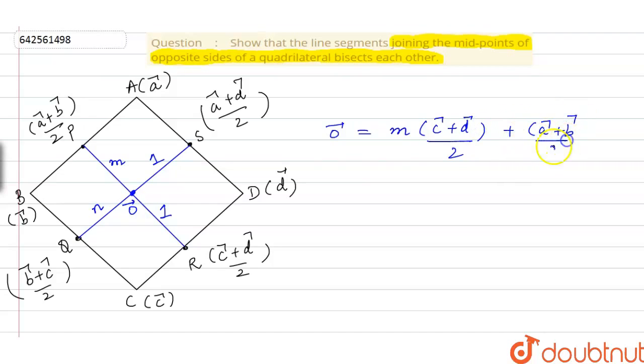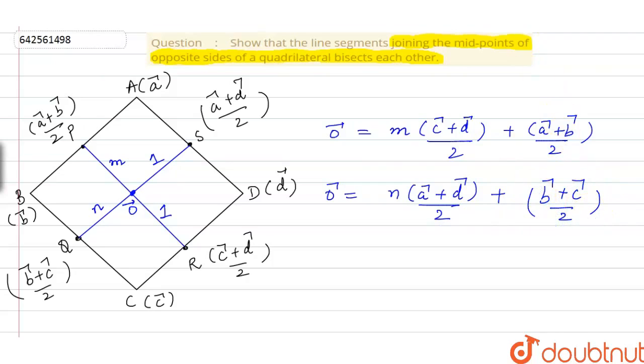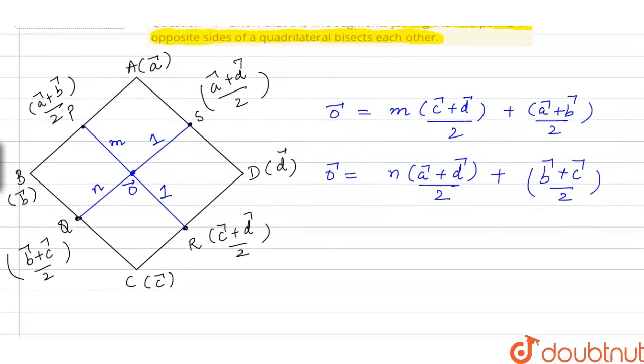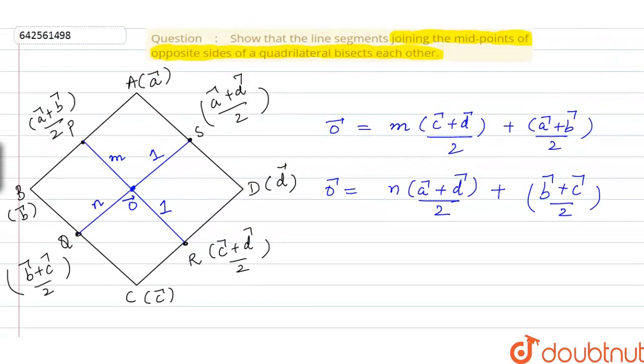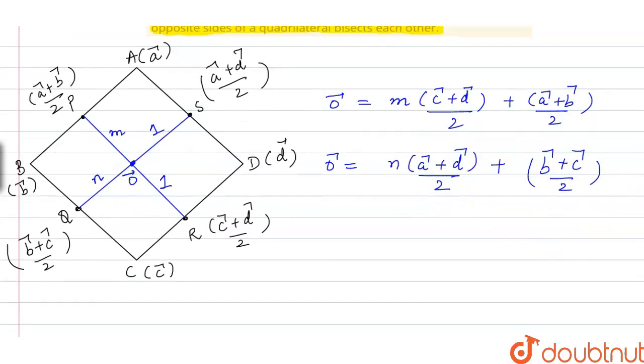Right. And we can also write the position vector for point O in the form of n into A plus D by 2. Right. And plus this would be having B plus C by 2. So this becomes the position vector for point O when we use the section formula. Right. So after this, what are we going to do? We can equate these values easily.